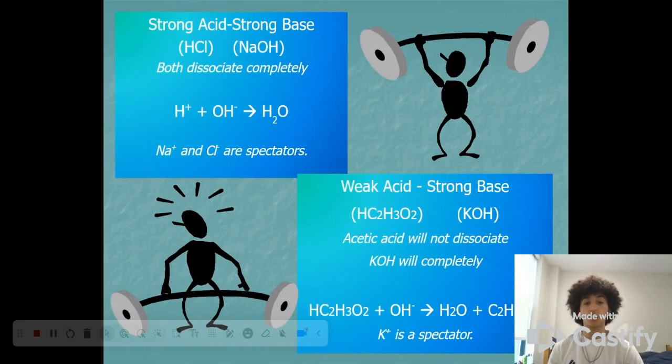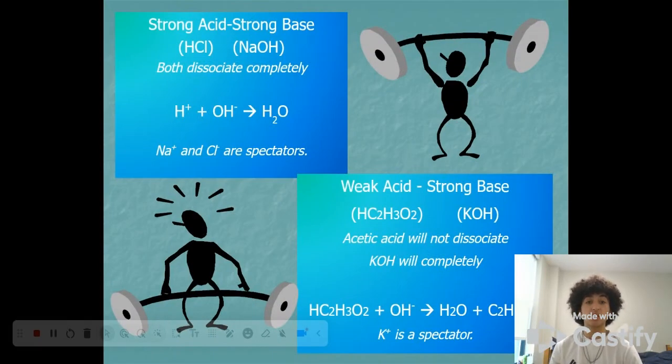Now, for a weak acid and a strong base like HC2H3O2 plus KOH, here's where it gets slightly trickier. Acetic acid is weak. It does not dissociate completely. So in the complete ionic equation, we keep acetic acid as an intact molecule, HC2H3O2(aq). KOH, being a strong base, does dissociate completely: K+(aq) plus OH-(aq). K+ is a spectator. The net ionic equation is HC2H3O2(aq) plus OH-(aq) yields H2O(l) plus C2H3O2-(aq).